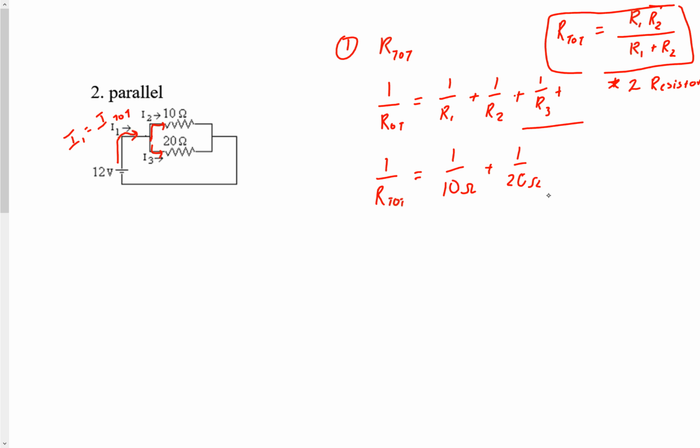So R total is actually equal to 20 divided by 3 ohms. I'm going to get that to a decimal just for the sake of making our math a little easier. 20 divided by 3 equals 6.66666, so 6.67 ohms. If you did this in your calculator, there's also a reciprocal button in there you could use. Hopefully you know.